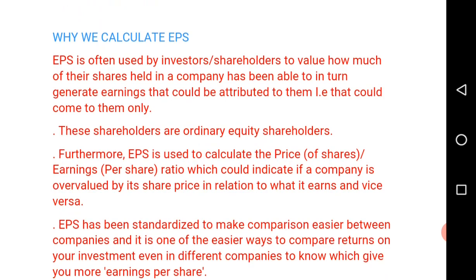Now, the word each share is there because it represents one share. So if you have 100 shares, you know how much you get from each, times 100. That's the total profit or earnings you get from your shareholding. Now it continues by saying these shareholders are ordinary equity shareholders.